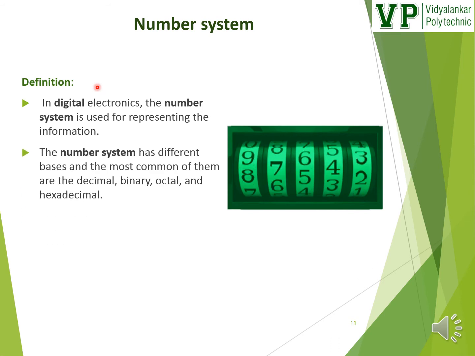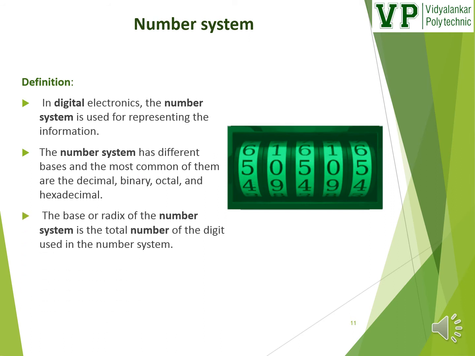Number system has its different base or radix, and we commonly use 4 types of number system, which are decimal, binary, octal and hexadecimal. Base or radix is nothing but the total number of digits present in that number system.